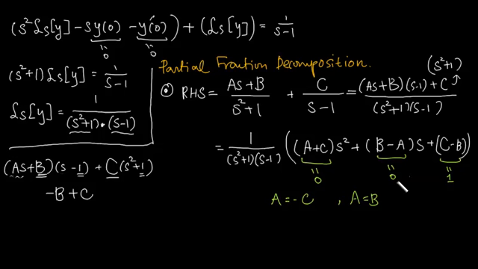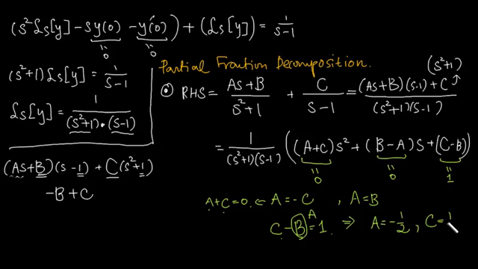Now c minus b is 1, but b is the same as a because of that. And I can see a plus c equals 0: the sum is 0, opposite signs. If you subtract, it's 1. You can solve this system of equations however you want, but it turns out a is negative 1/2, so that makes b negative 1/2 as well, and c is positive 1/2.